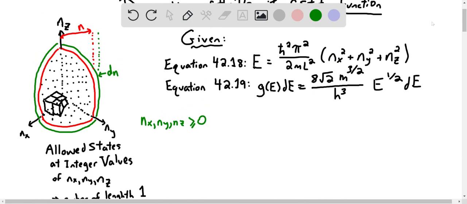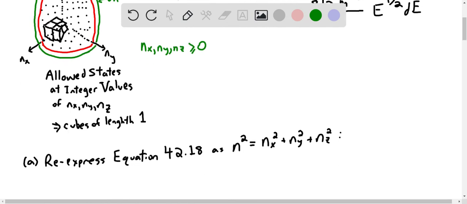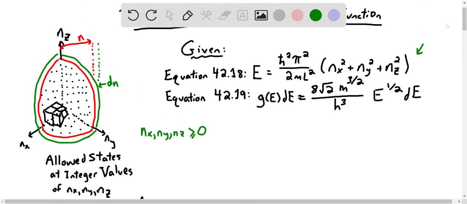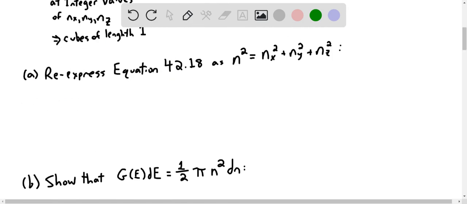So it wants us to re-express this equation as n squared equals nx squared plus ny squared plus nz squared. That just amounts to removing the physical dimensions from energy. When all the quantum numbers are at their base level, we just have E naught, so we just need to divide that out. So we need an expression like this.